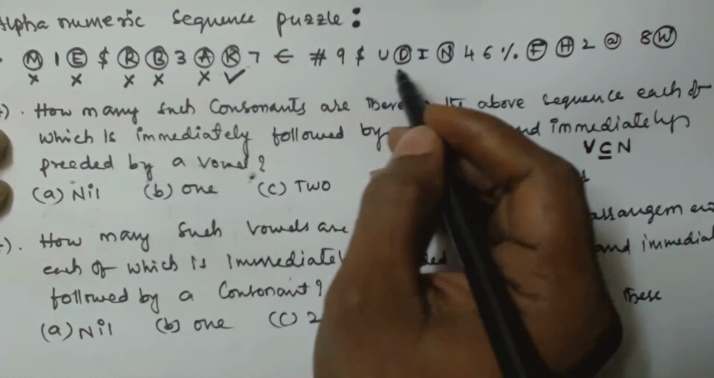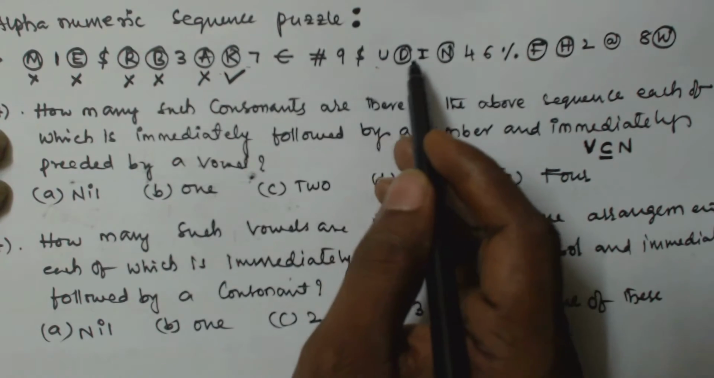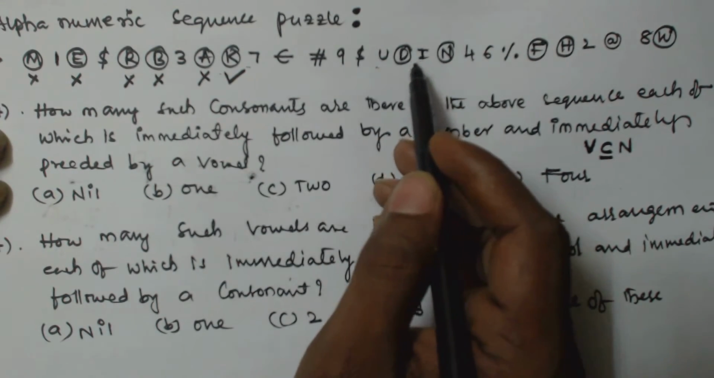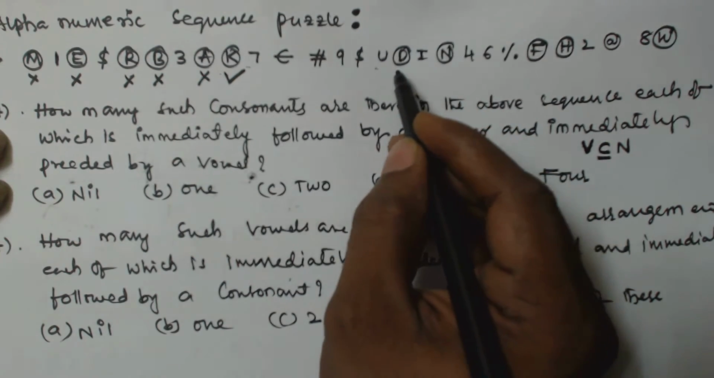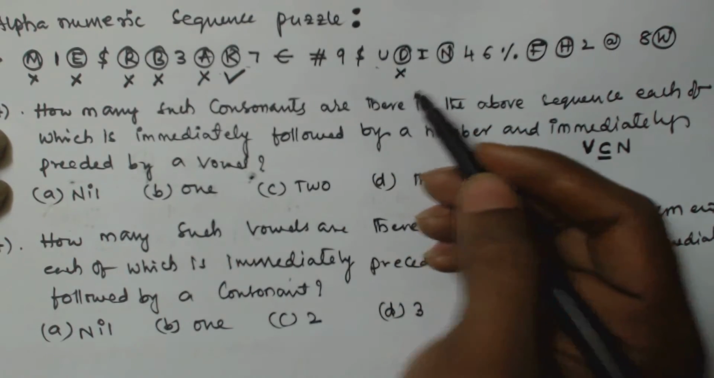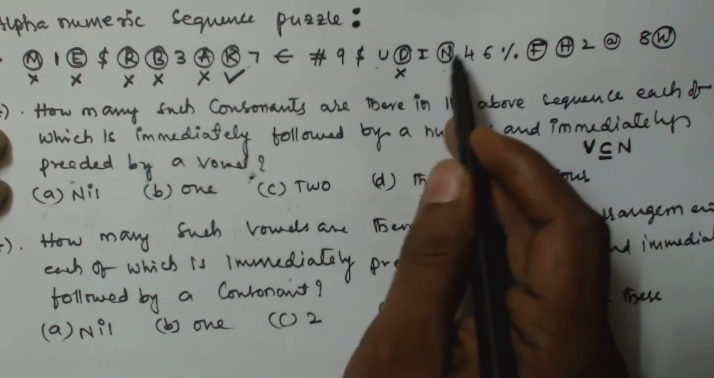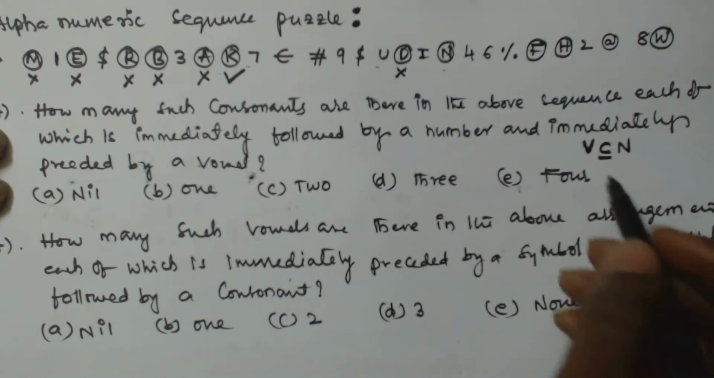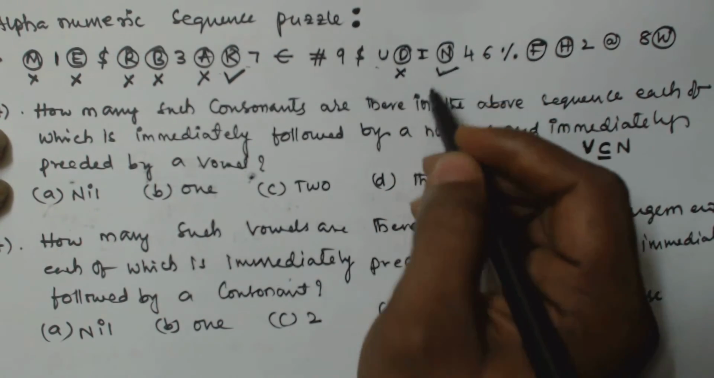And next one is D, and D is preceded by a vowel and followed by I, so that's why it must be followed by a number, but it's followed by a vowel. Again, I do not consider this one, right? And next N. N is preceded by I, which is a vowel, and followed by a 4, which is a number, so it is satisfying the given criteria, so I take this one.